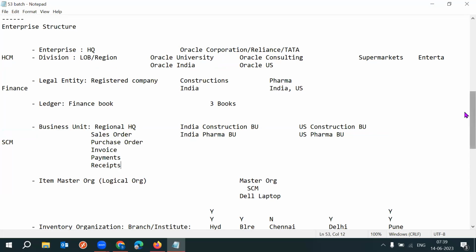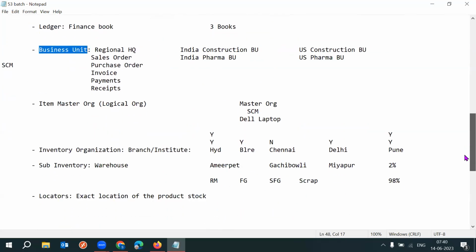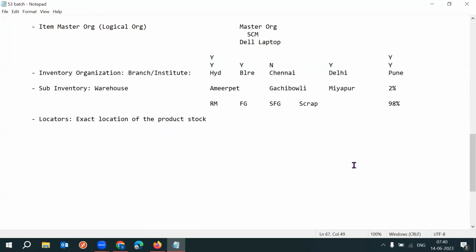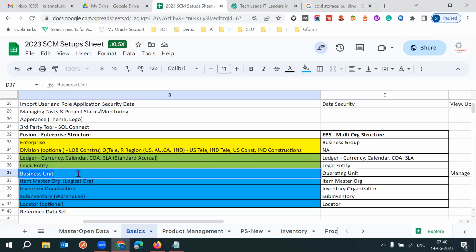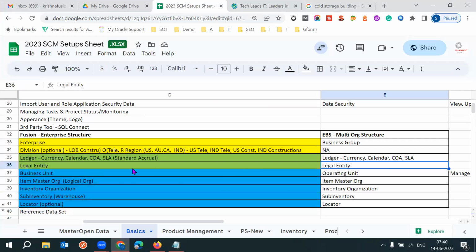Now I'm coming to the business explanation. In case of EBS, it's called an operating unit, right? And in Fusion, it's called a business unit. Okay.